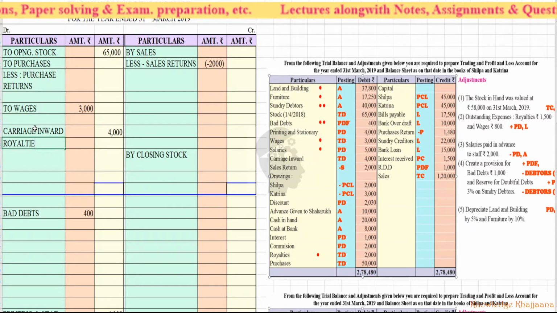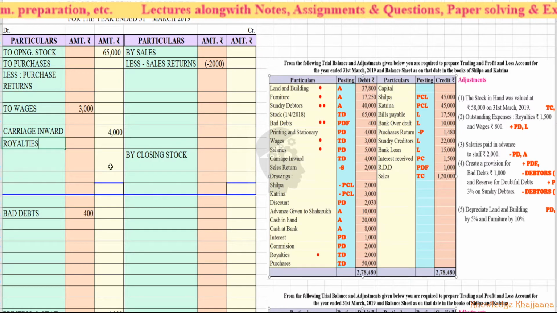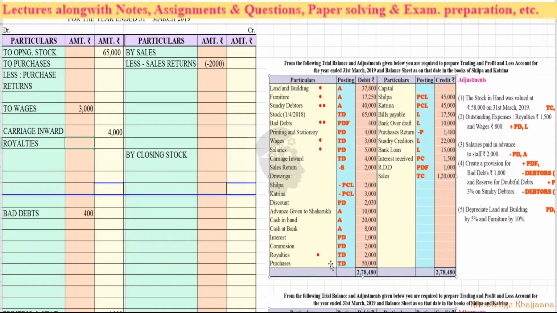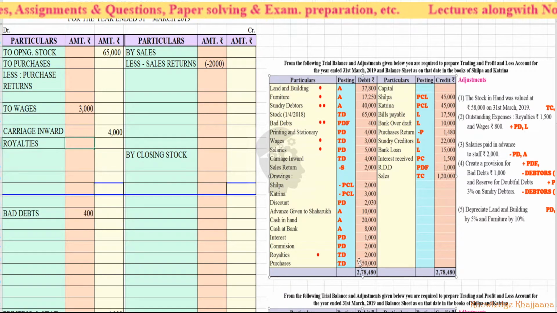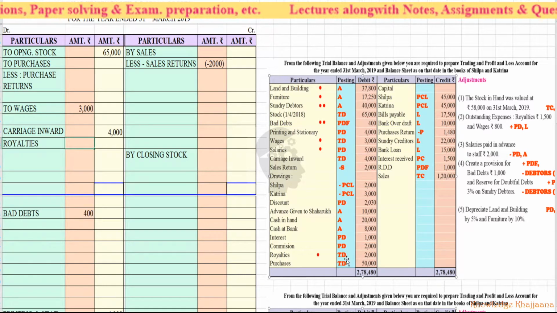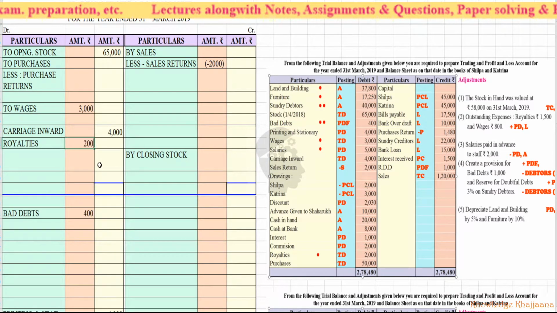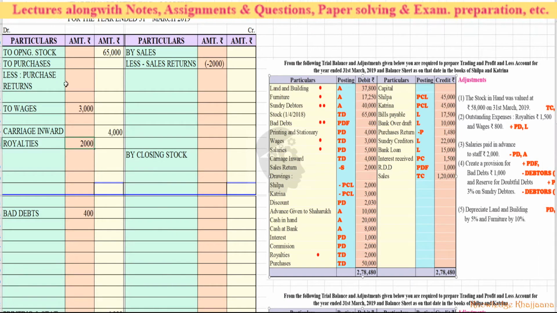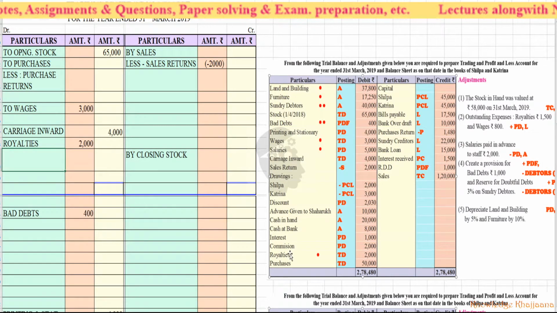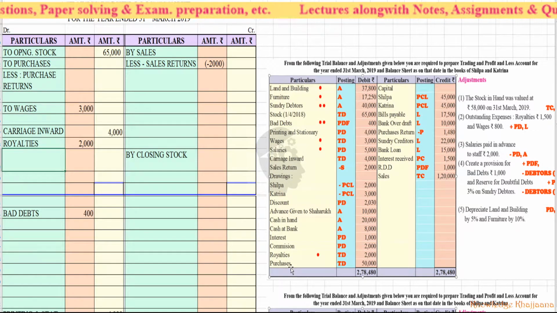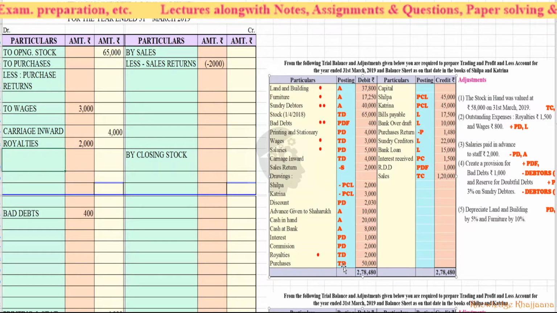How much of royalties are there? Rupees 2,000. There is an adjustment on the royalties, so we write the value in the inner column. Royalties. Then purchases. Purchases goes to the trading account debit side, rupees 50,000.